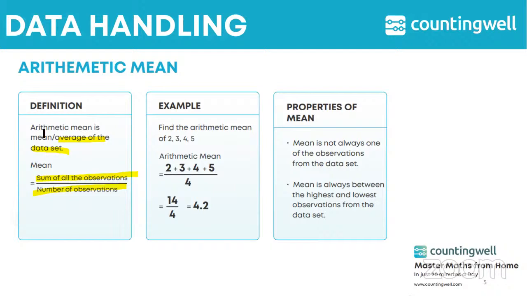Because here we can see the number of observations. For example, we have 1, 2, 3, 4. There are 4 observations. So to find the arithmetic mean of this data set, we are going to add all these observations. So we should have 1 plus 2 plus 3 plus 4 divided by 4 because there are 4 observations.